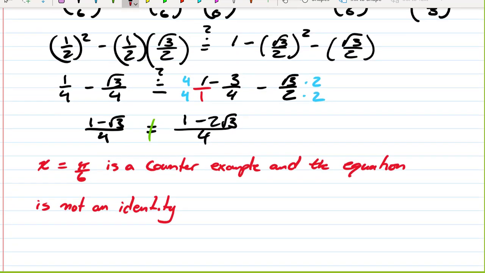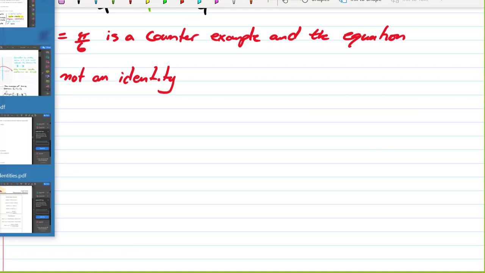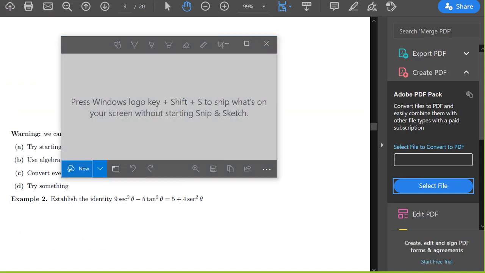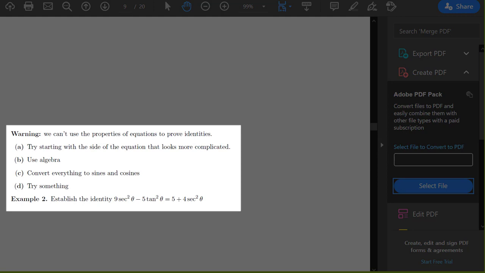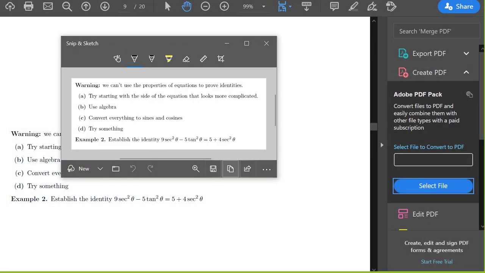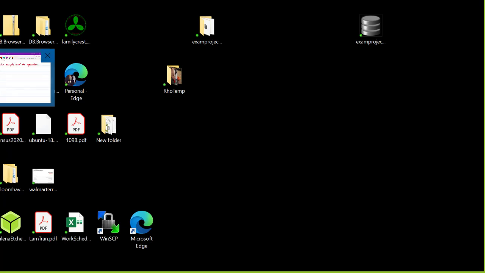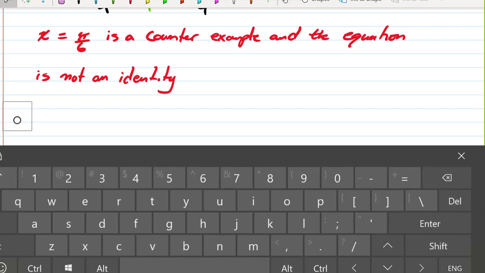All right. So let's transition away from counterexamples and talk about this in the positive sense. So when we're trying to prove some identities, we have one warning and then a couple of tips to help us prove trigonometric identities.